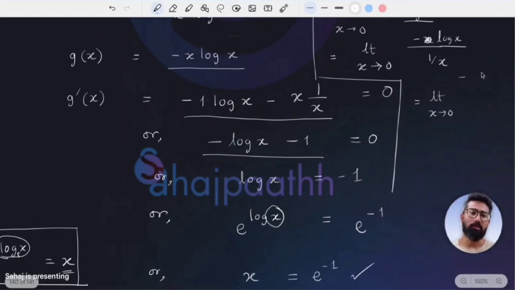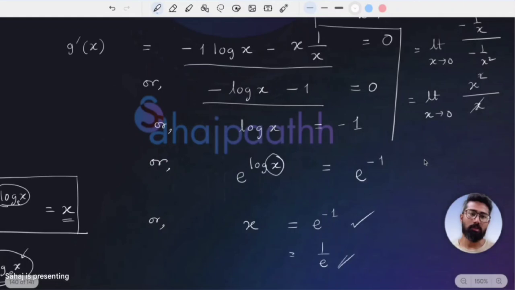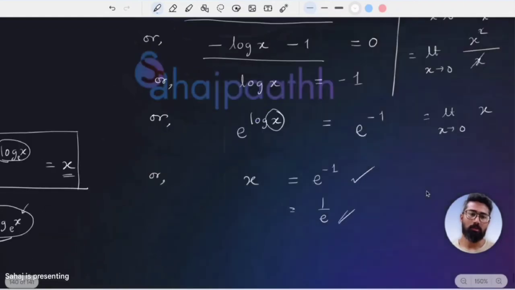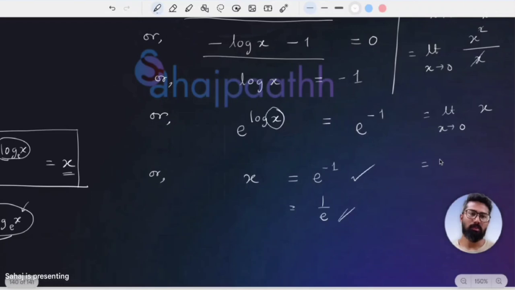Log x derivative is 1 by x. And 1 by x derivative is minus 1 by x squared. So x goes up, x squared by x, which is just x. So for x tends to 0 it will be x only. This is 0 then.